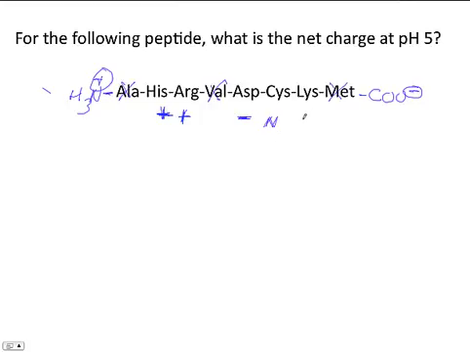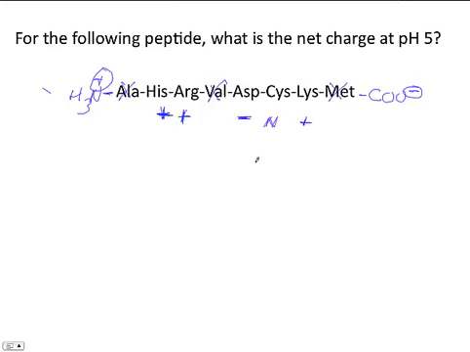The last group we have to consider is lysine. Lysine has an amine in its R group, and the pKa for that amine group is about 10.5. So we are below the pKa for lysine, and thus we expect a positive charge.